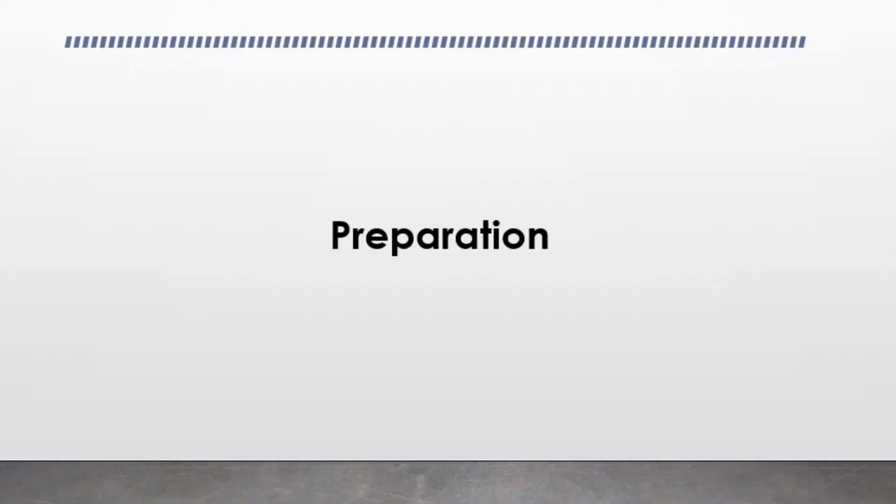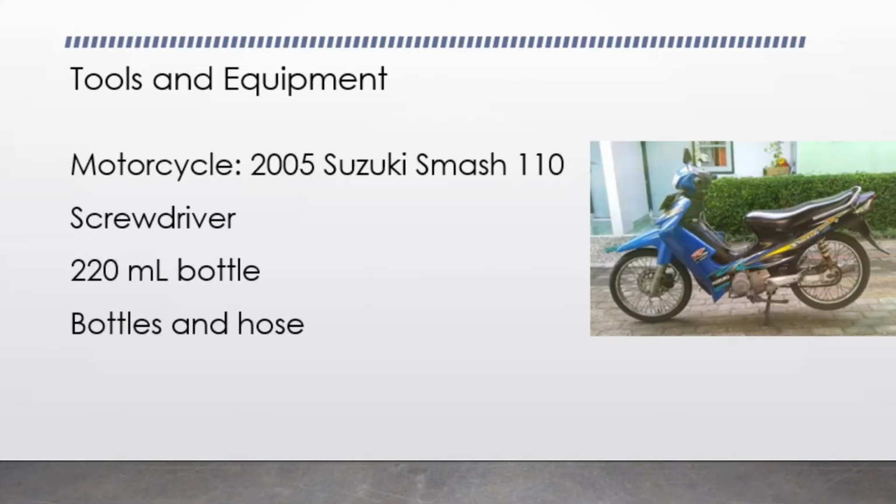default, rich, and lean. For preparation, the motorcycle that is used is 2005 Suzuki Smash 110cc. The tools are screwdriver for adjusting the carburetor, 220 ml bottle for refueling, and also bottles and hose for draining the fuel tank. Before doing the experiment, first the fuel tank needs to be drained.